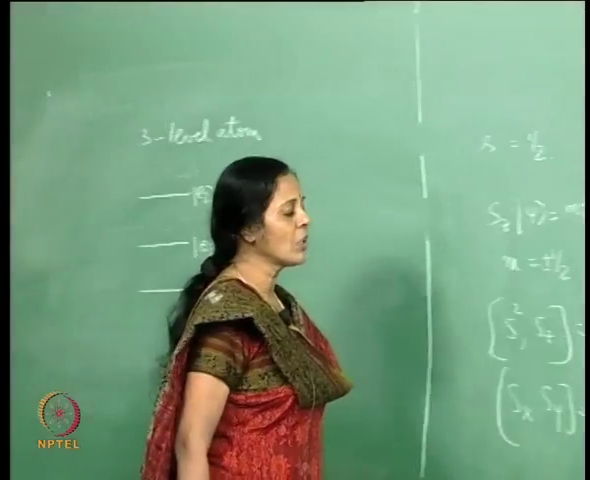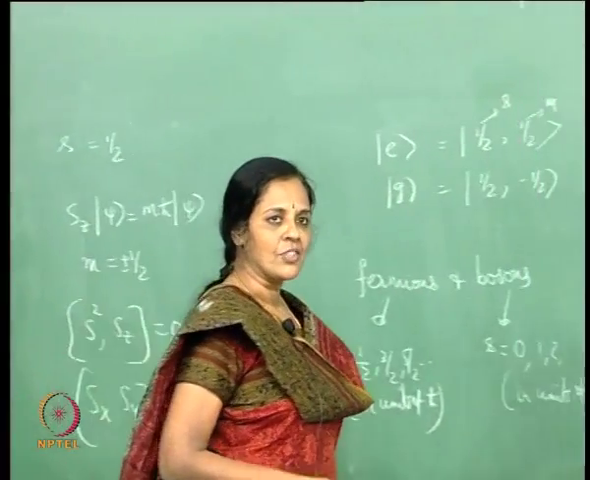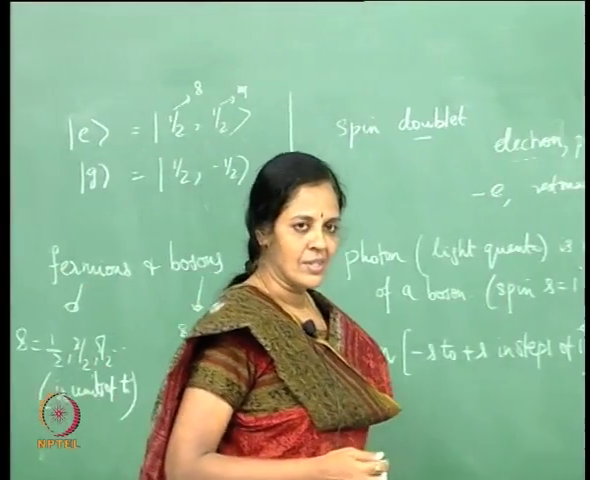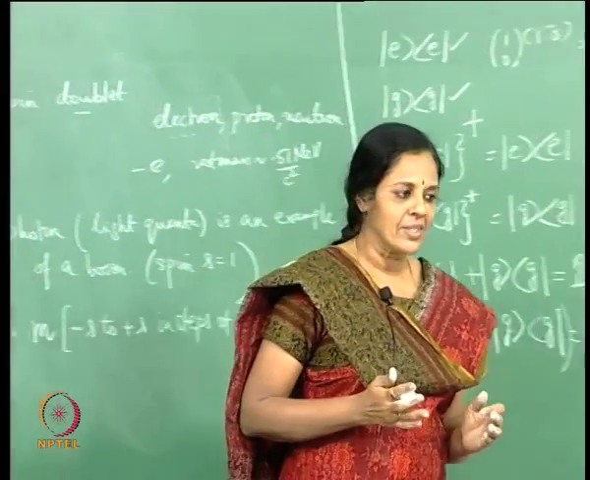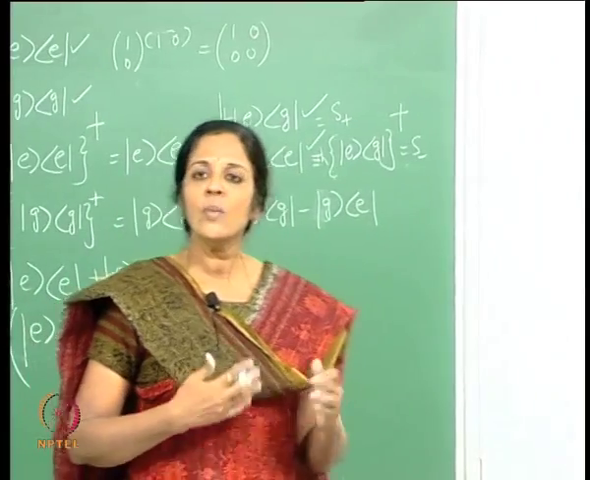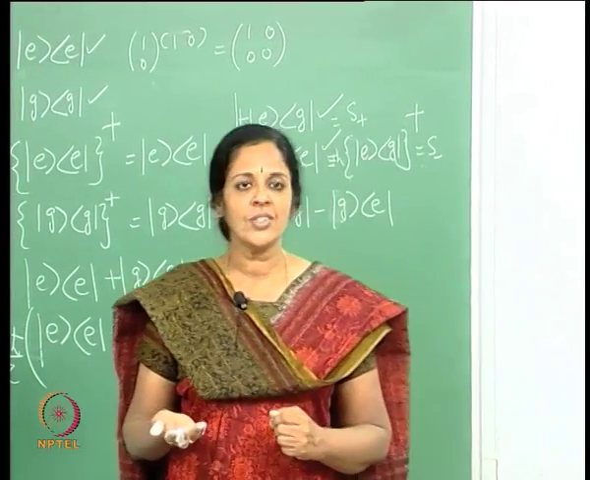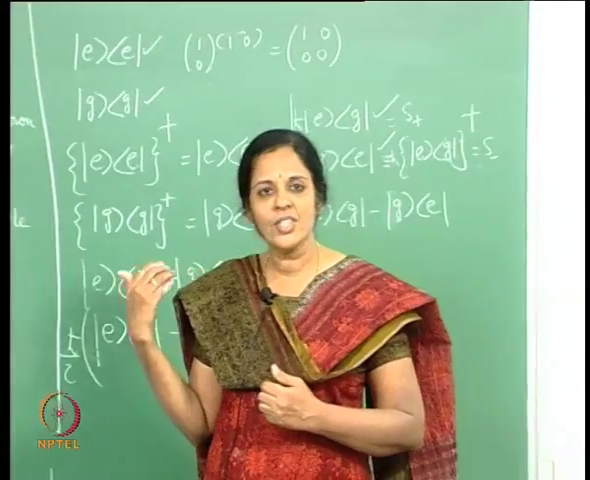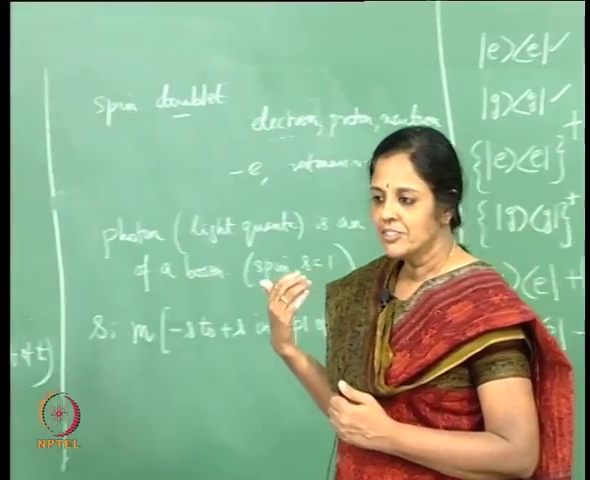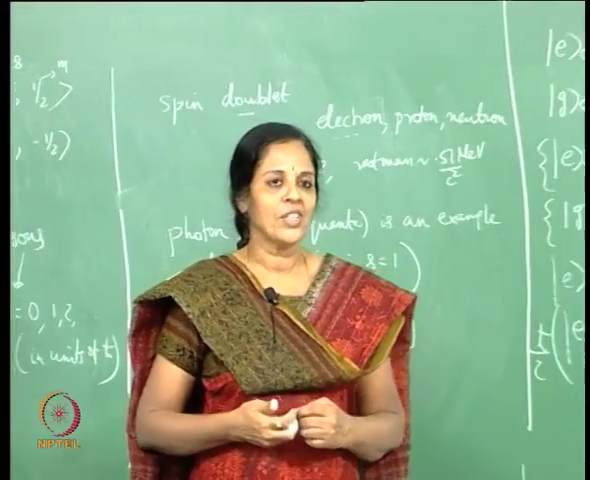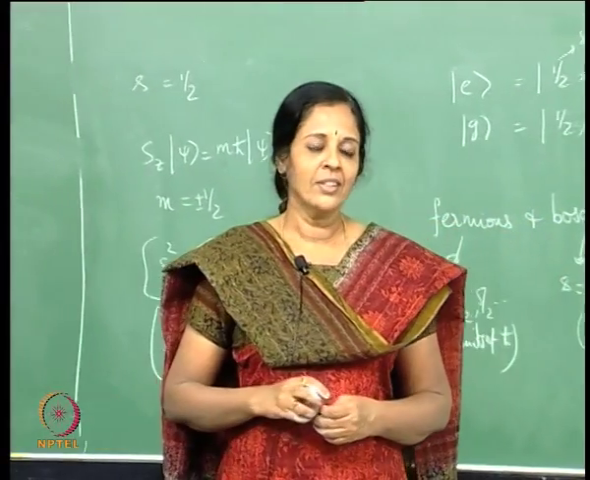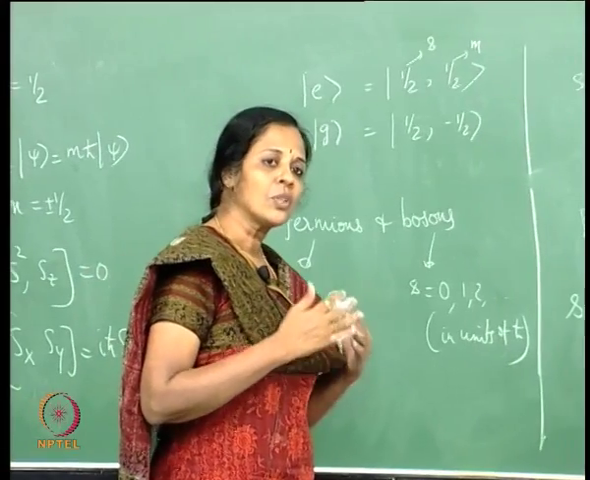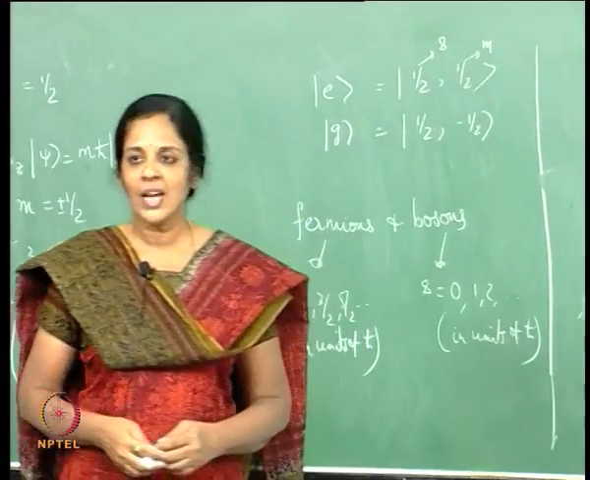Both in the case of the 2-level atom and in the 3-level atom, a question arises. If the only commuting observables are S squared and Sz, how do you manage to find out the value of the energy? These are supposed to be energy eigenstates. And if energy does not commute with S squared and Sz, how can we fix the energy eigenvalues corresponding to the ground state and the excited state of the atom?